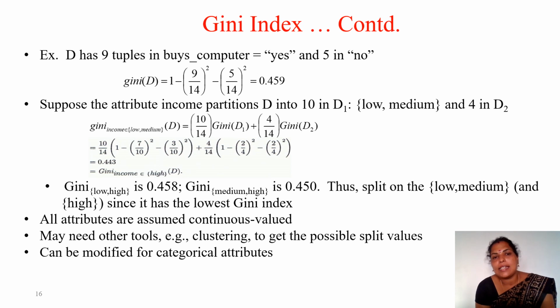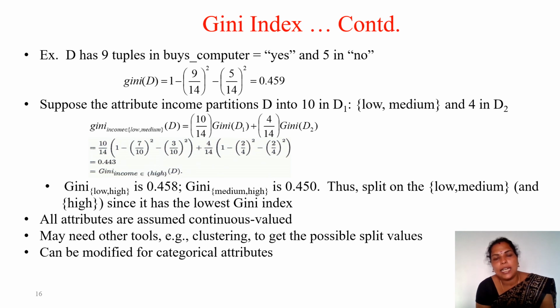So here D has 9 tuples in buys_computer equal to yes and 5 in no. So totally we have 14 records, 9 yes and 5 no. So how are we computing the Gini? Gini of D equals 1 minus (9/14) squared minus (5/14) squared.